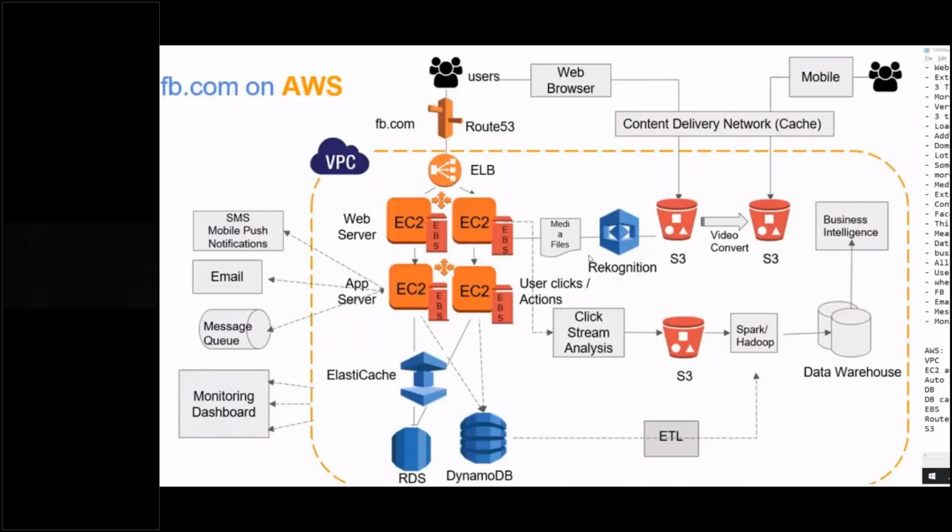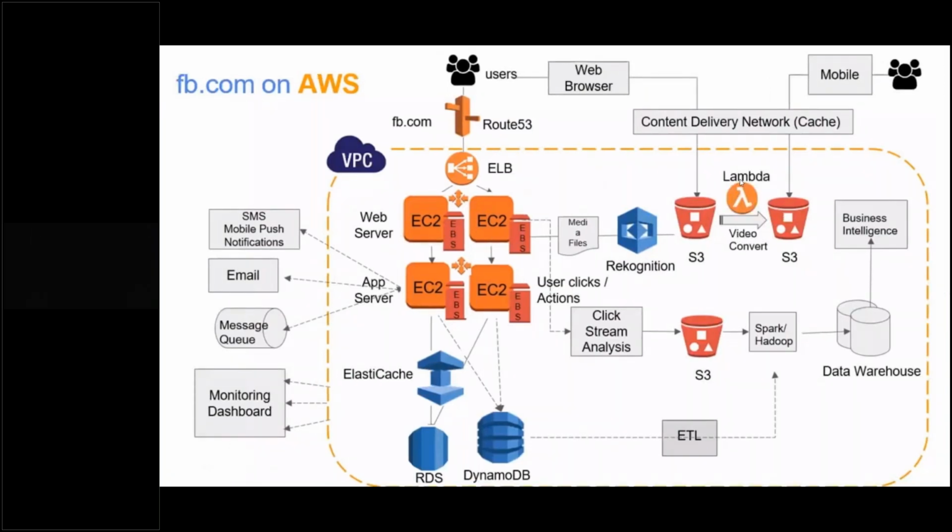Now let's try to replace this part, the conversion. For example, we need to convert the videos. If it is in MP4 format, you want to compress it into a smaller format so that mobile can consume it. For that, you need to do the video conversion, and you can use something called AWS Lambda functions. Lambda is nothing but function as a service; it just runs the code.